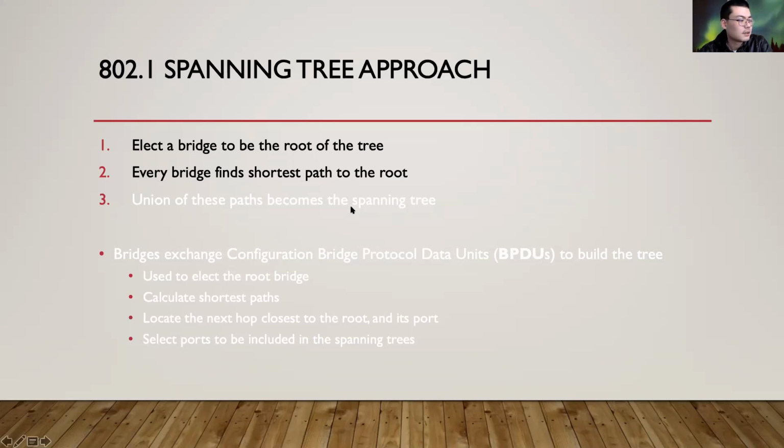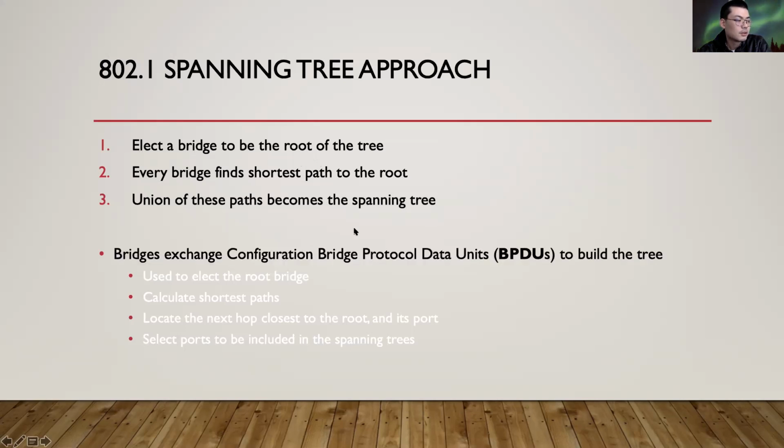Okay, let's continue. So first we will determine a root, right? Let's say the device with the smallest ID, and then everyone will know its unique path to the root. And then the union of those paths gives you the spanning tree. So this is basically also the algorithm in textbooks.